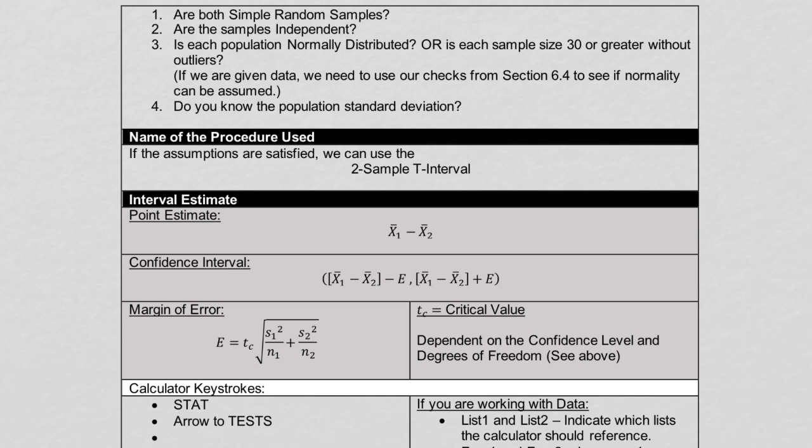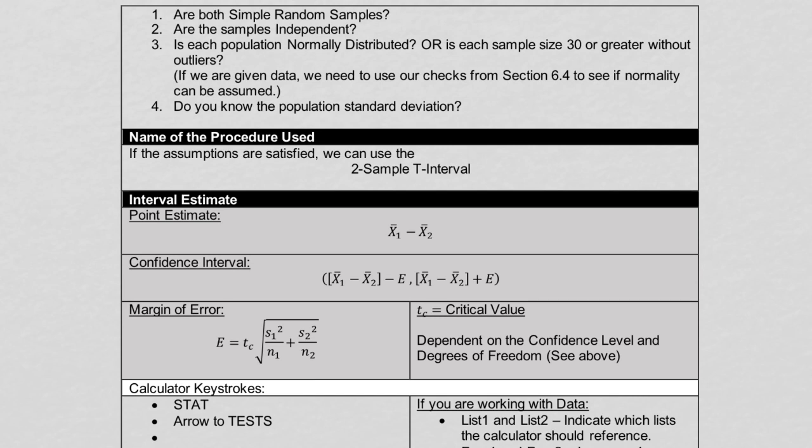Now we're going to move into the name of our procedure that we're going to use. Since we're working with a confidence interval, it should not be a shock that we're going to be working with something with the word interval in it. In this case, we're working with 2 samples, so we are going to work with a 2-sample t interval. Most likely it's going to be a 2-sample t interval because you probably are not going to know the population standard deviation. I didn't mention this in the last video, I'm sorry.